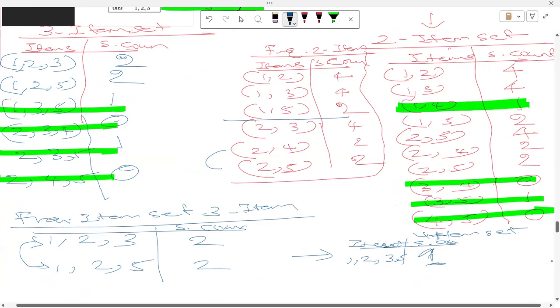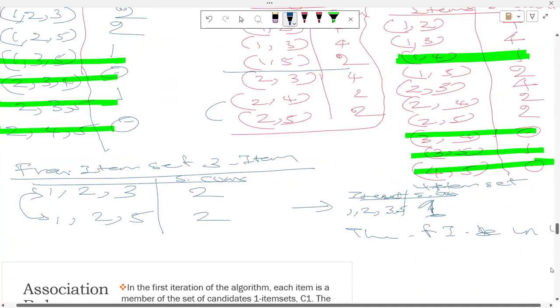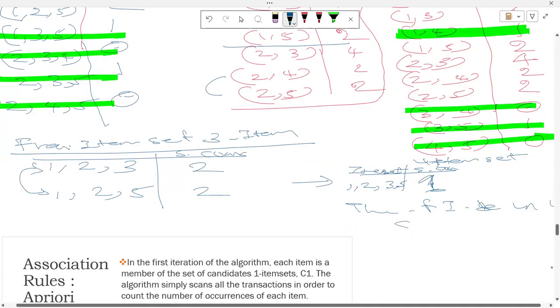It is less than the minimum support count. So 1 is less than the minimum support count 2. So there is no frequent item set after the 4 item set. In the 4 item set, there is no frequent item set. So we can stop here, right?